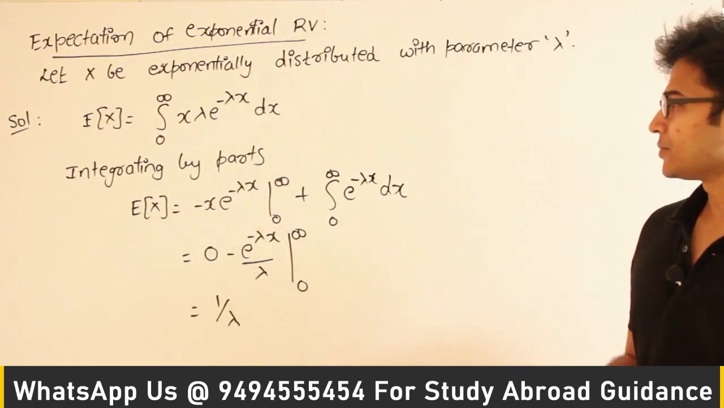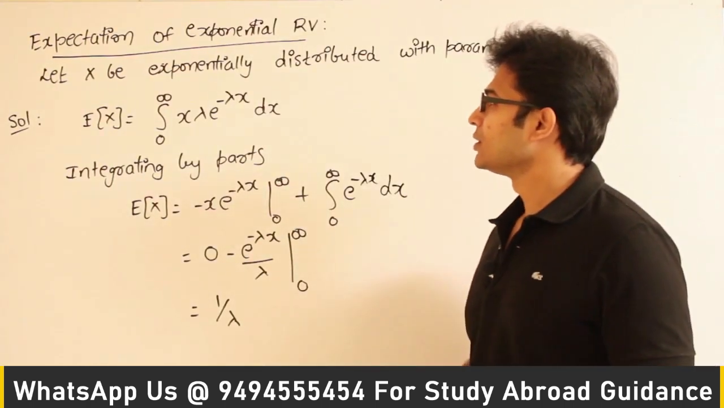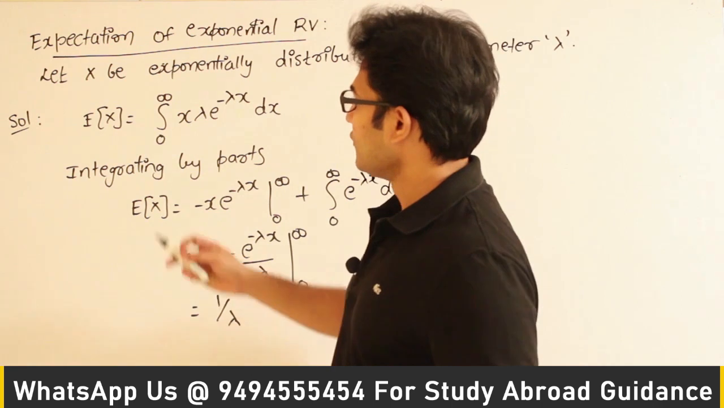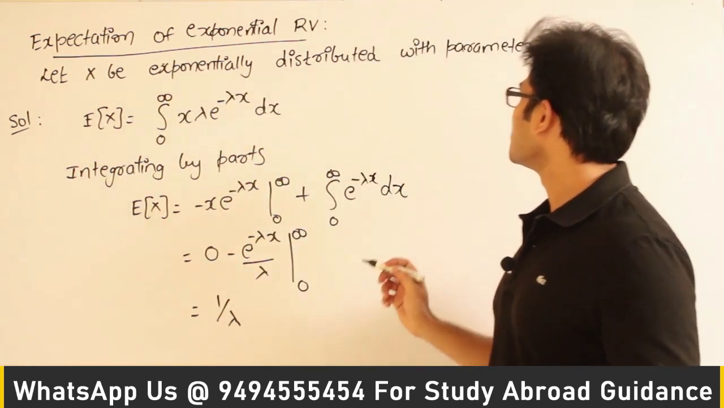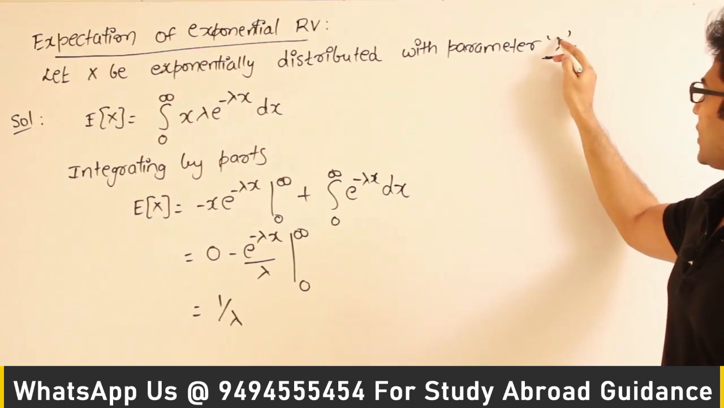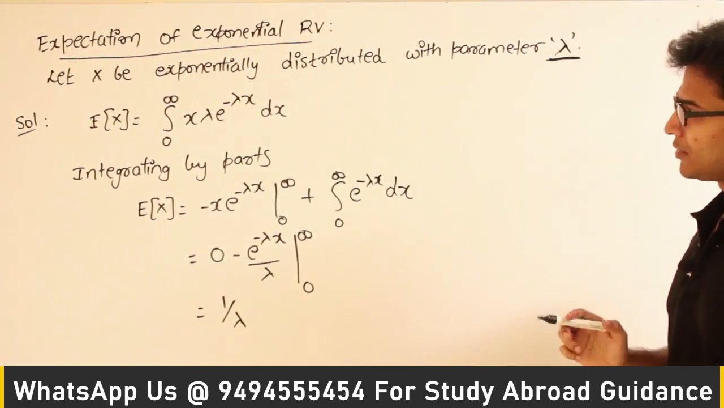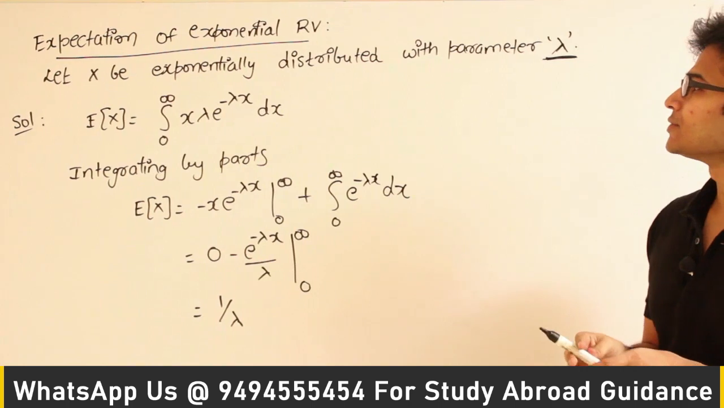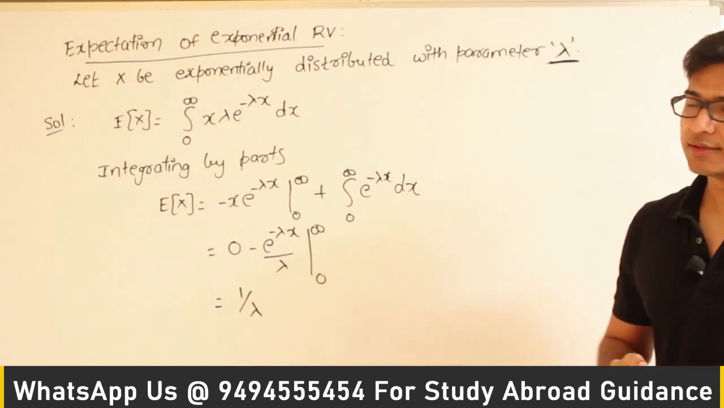Let's see the expectation of an exponential random variable. Here, x is an exponential random variable distributed with parameter lambda. So lambda is important; lambda is the parameter here. Again, you need not memorize this proof. You can just remember the result.